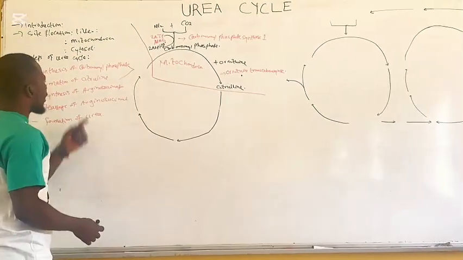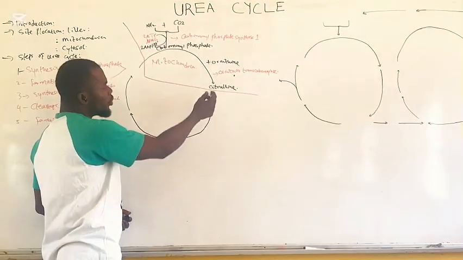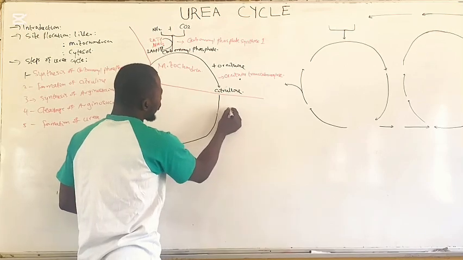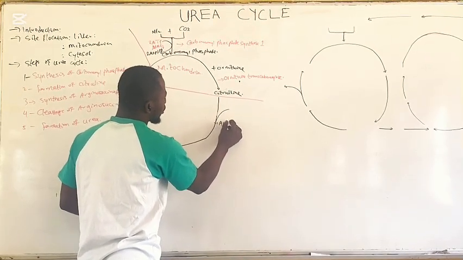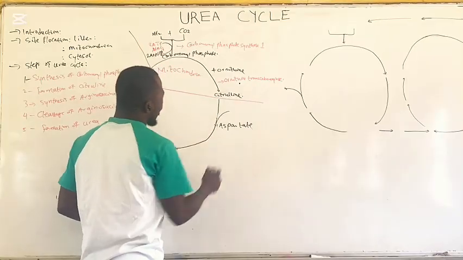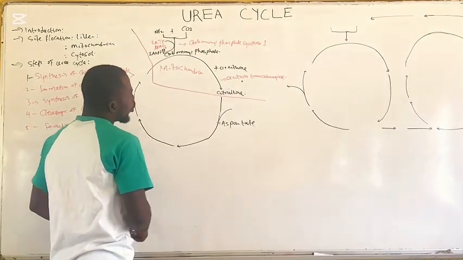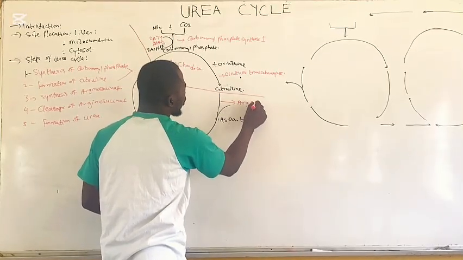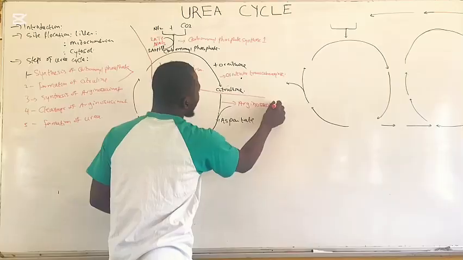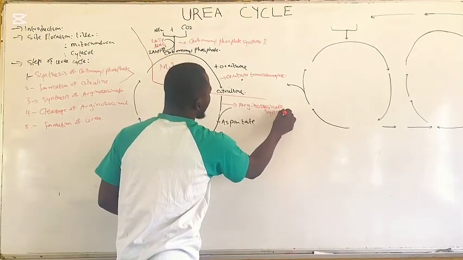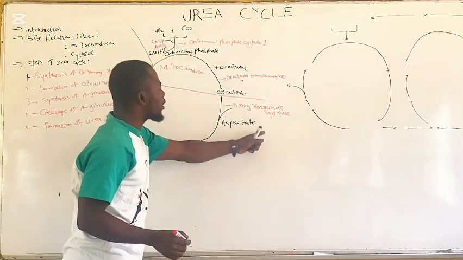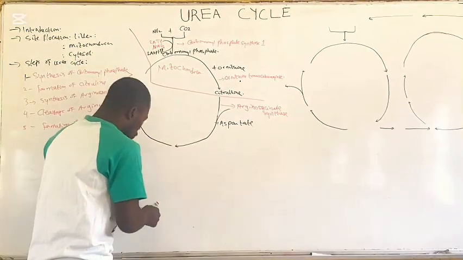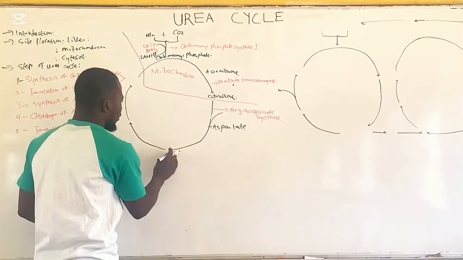The third step is synthesis of argininosuccinate. Citrulline will condense with aspartate to form argininosuccinate, in the presence of an enzyme called argininosuccinate synthetase. So the enzyme will condense citrulline with aspartate to form argininosuccinate. So here this is our argininosuccinate.